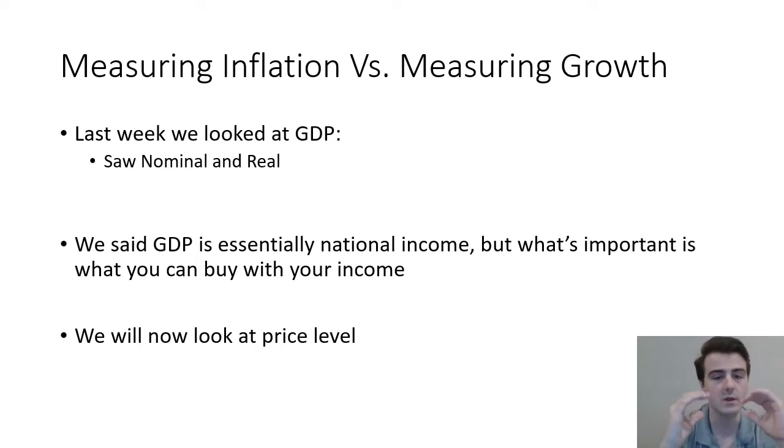So last week we saw nominal and real GDP, right? Nominal GDP allowed prices and quantities to vary, and real GDP only allowed quantities to vary. Said another way, real GDP took into account the effects of inflation, the effects of prices drifting over time. So we said GDP is essentially our national income. But what's so important is what can you buy with your income? So in order for us to understand what we can buy with our income, we're going to dive in and take a look at price level.